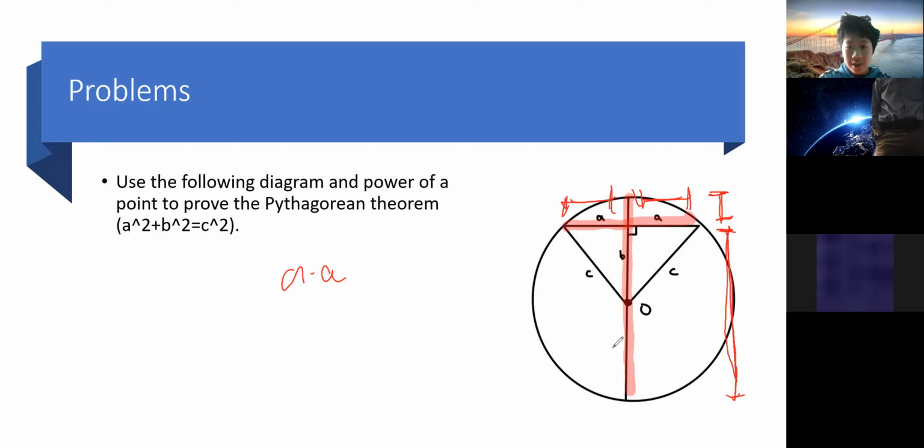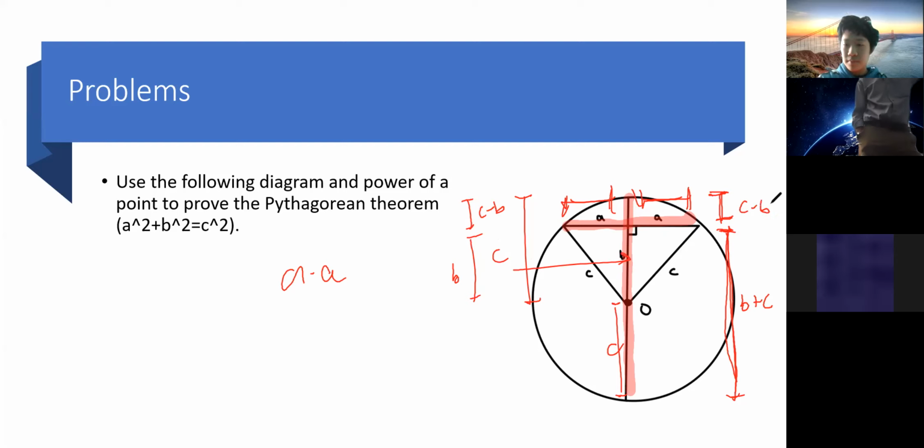What is this big long one? Well, since c is the radius, this is c. So this long one is b plus c. What about the short one? c is the radius, so this is c, which means that if this is b right here, then this must be c minus b. So a times a must equal b plus c times c minus b.